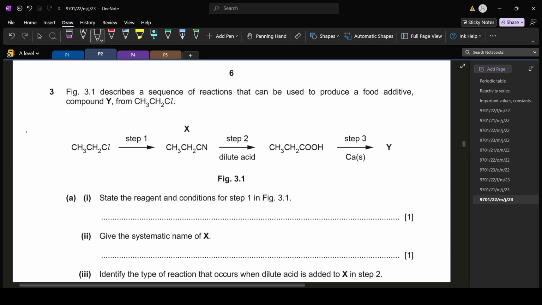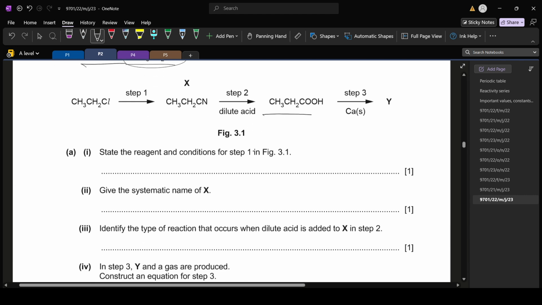Now moving towards question number 3. Figure 3.1 describes a sequence of reactions that can be used to produce a food additive compound Y. From this, this is chloroethane. Now, this chloroethane produces propanitrile, and then this produces propanoic acid.